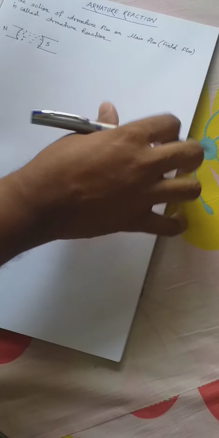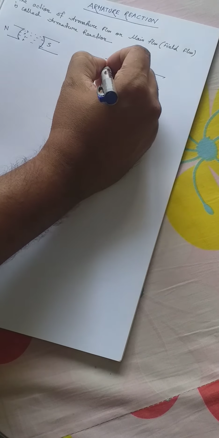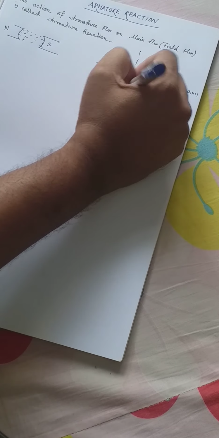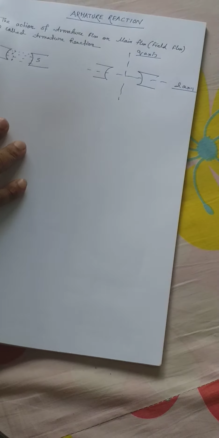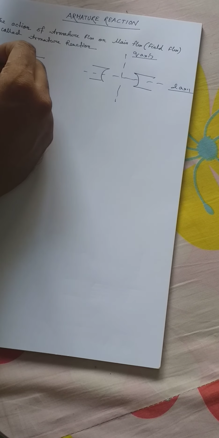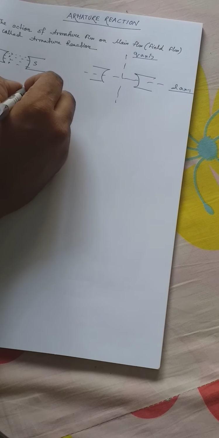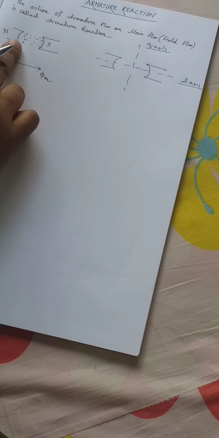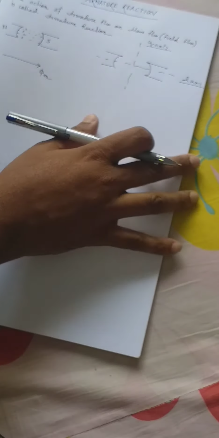And there are two types of axis mainly. This is the D axis and this is the Q axis. So main flux is going from N to S. So this phasor is phi m. If there is no armature, only field flux is present.